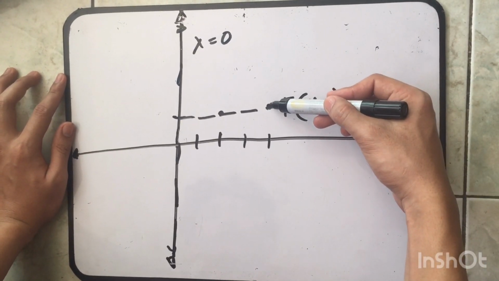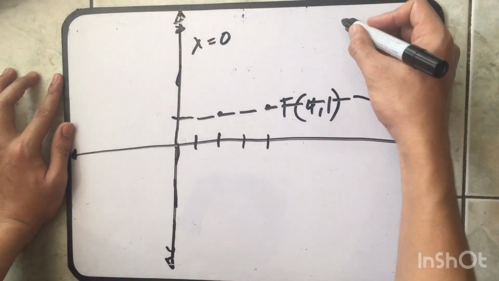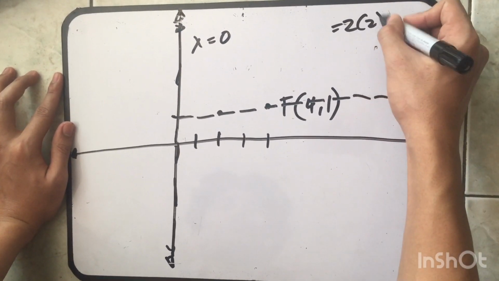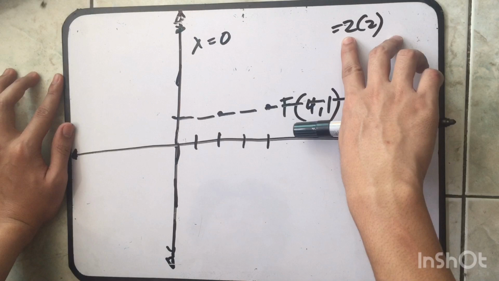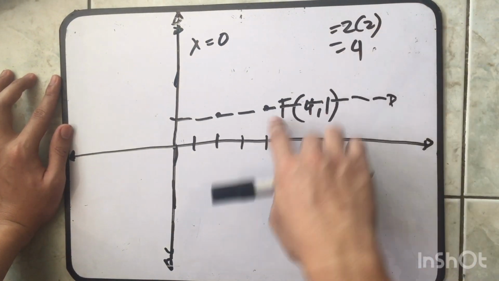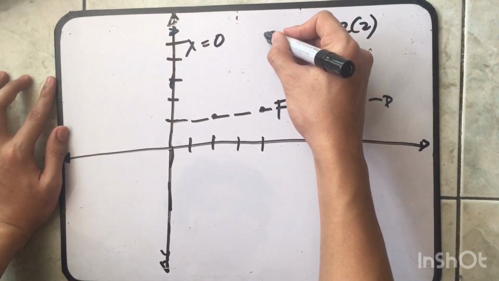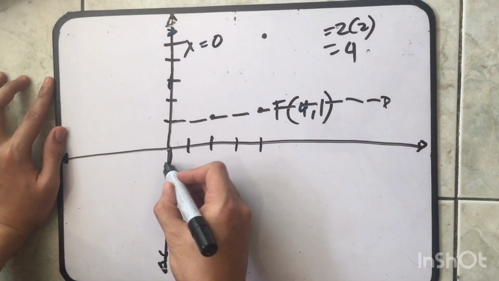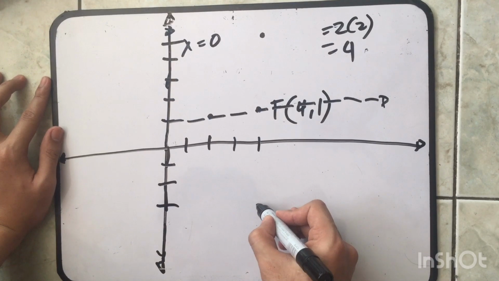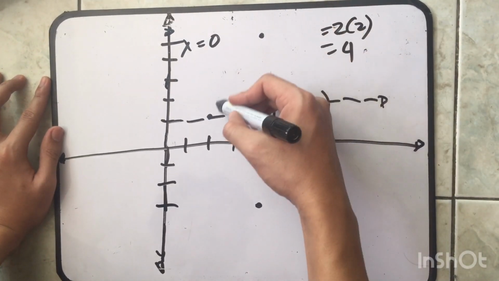And from the focus, we're going to determine the latus rectum, that is given by 4c, or 2 times 2. C is 2. We're going to multiply it by 2. The answer is 4. So 1, 2, 3, 4. That means the graph of the parabola looks like this.